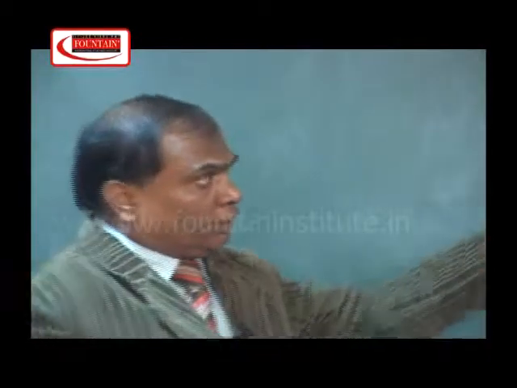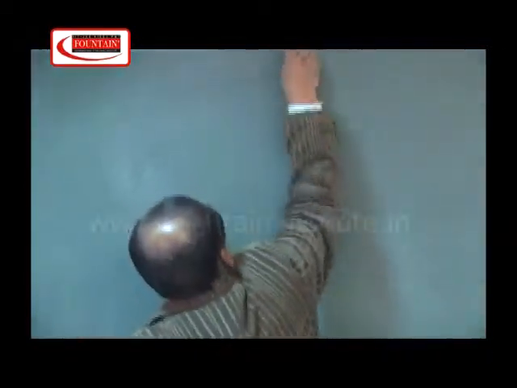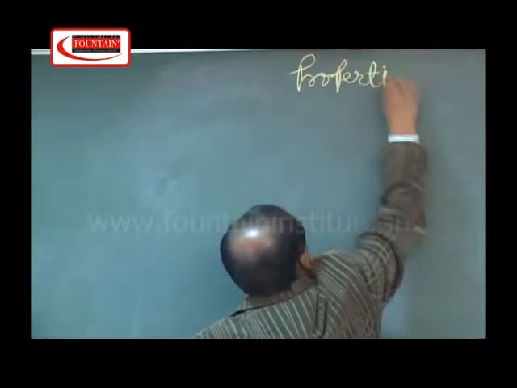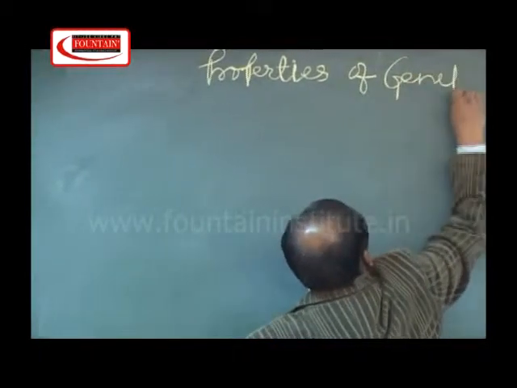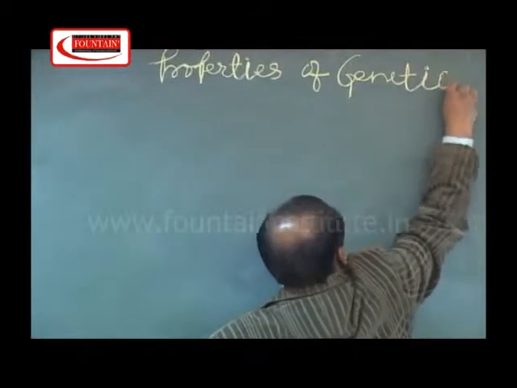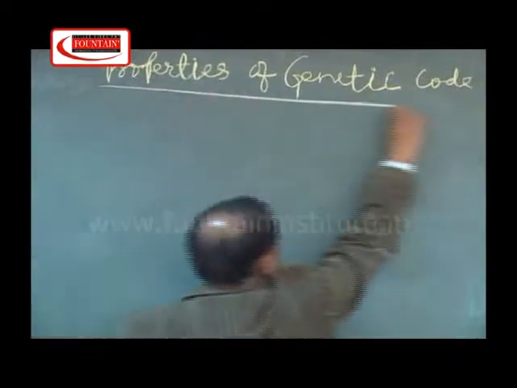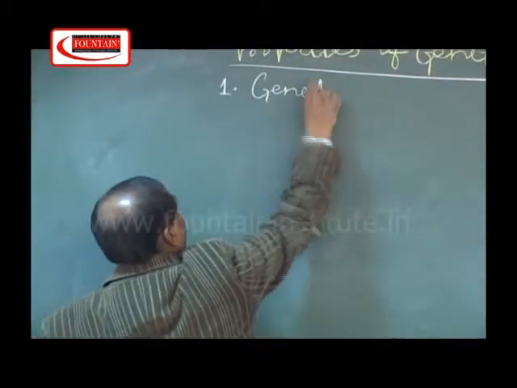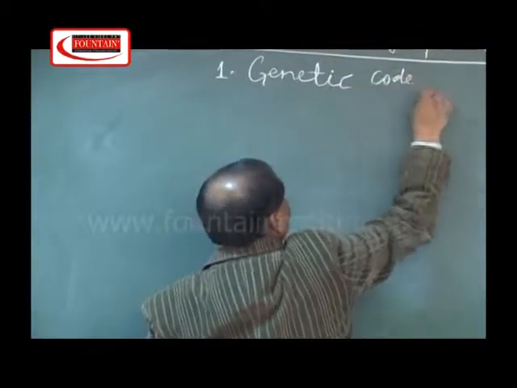Now I am going to discuss the properties of this codon dictionary. Properties of the genetic code. The first property of the genetic code is triplet. Genetic code is triplet.